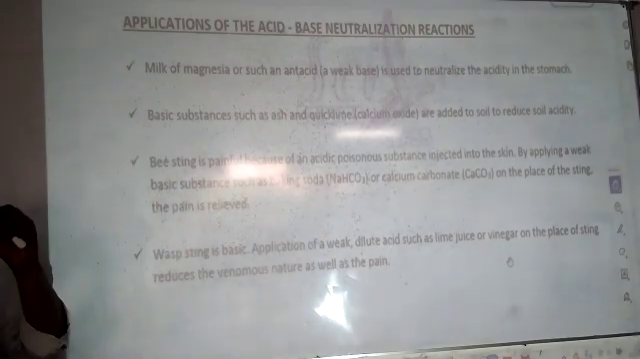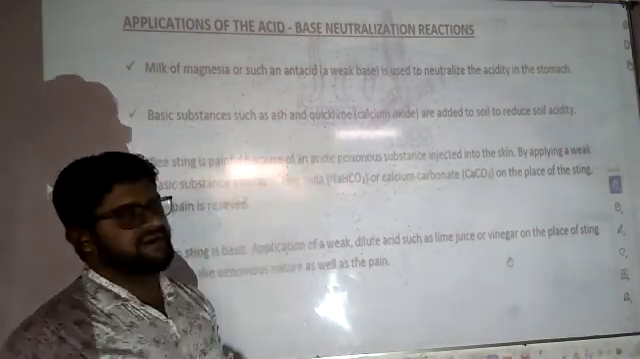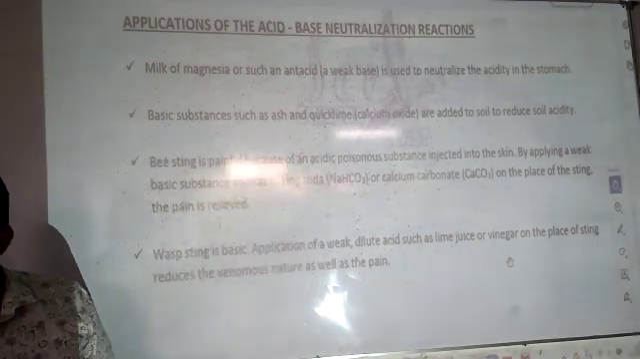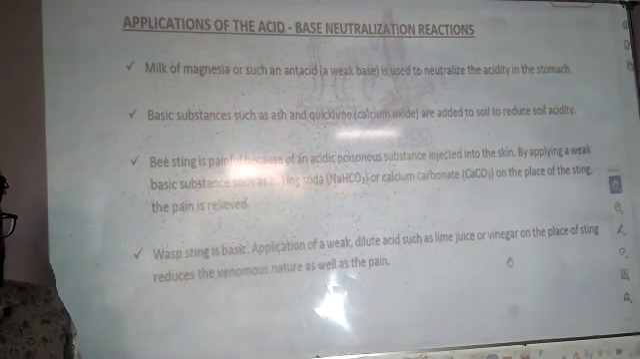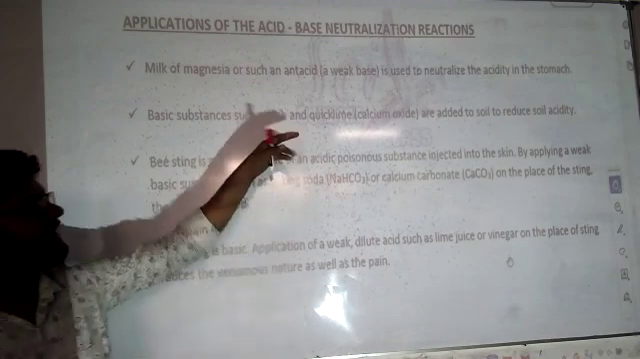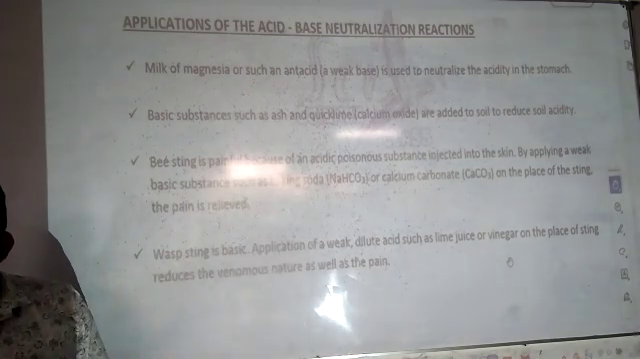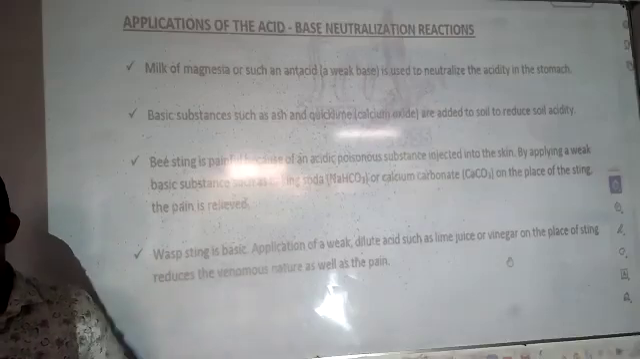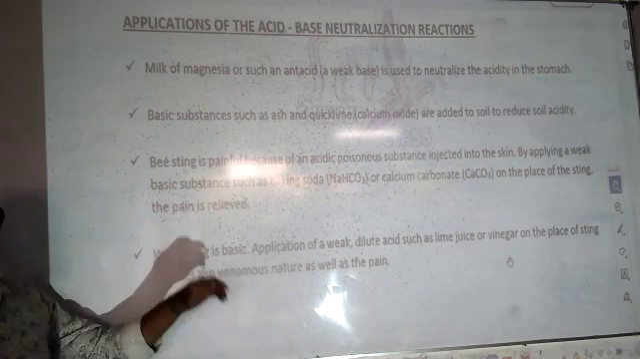Second one, basic substances such as ash and quicklime, calcium oxide. Sometimes the soil becomes acidic because of the addition of materials. The soil acidity you can neutralize when you add a base. What is the base? Quicklime, calcium oxide, or ashes. When you add them there, it will neutralize.